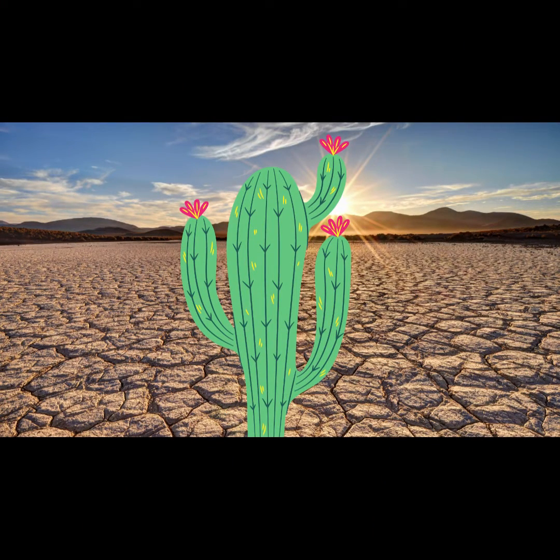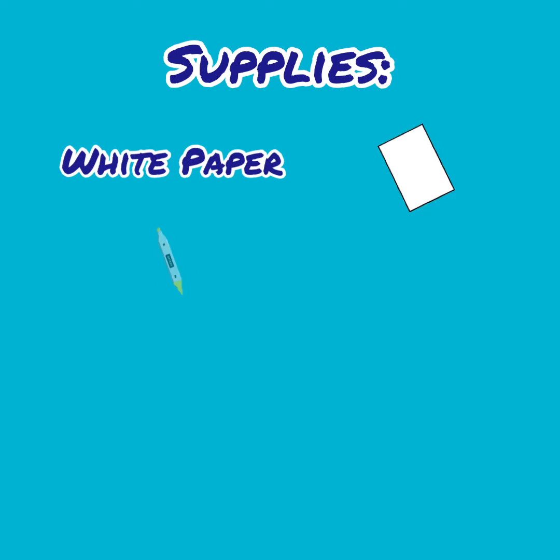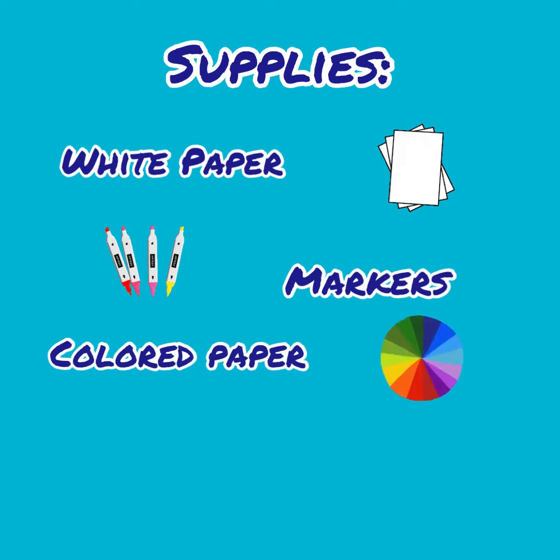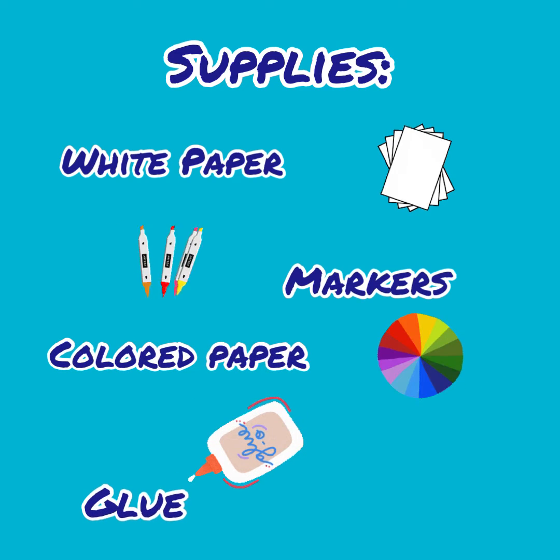Today we're going to be creating a cactus using both actual texture and implied texture. The supplies we will need today are white paper, markers, different colored pieces of paper, and some glue. Let's go ahead and get started.